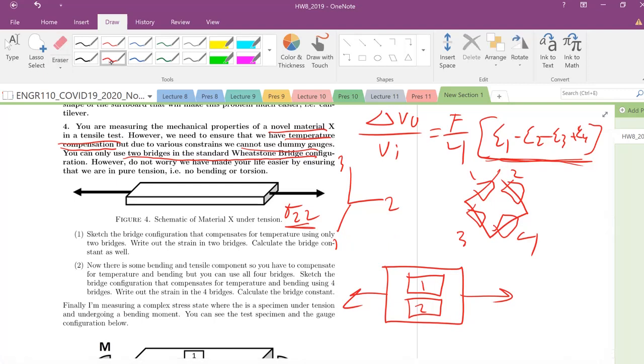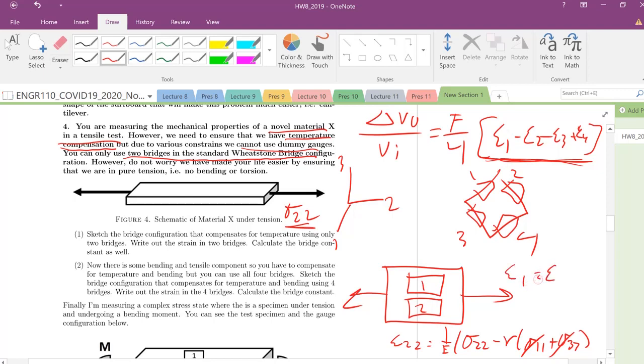So I know that the strain in 2-2 is equal to 1 over E times sigma 2-2 minus nu times (sigma 1-1 plus sigma 3-3). We know that these are zeros, so it's just the strain in this 2-2 direction. So the strain in 1 is just the strain in the 2-2 direction, and it is going to elongate, so it's going to be positive. Is 2 going to be negative? No, it's going to be the same, right? So the strain in 2 is just going to be that same strain.